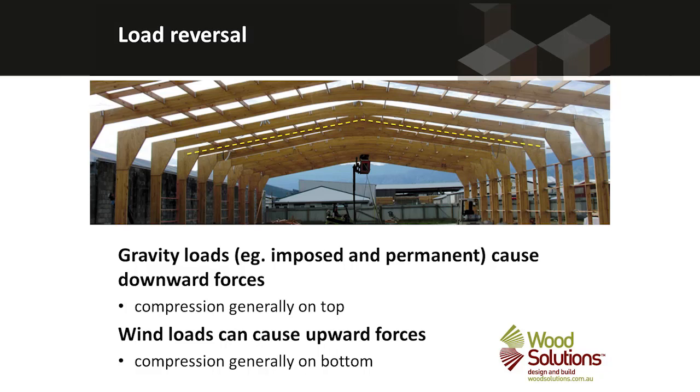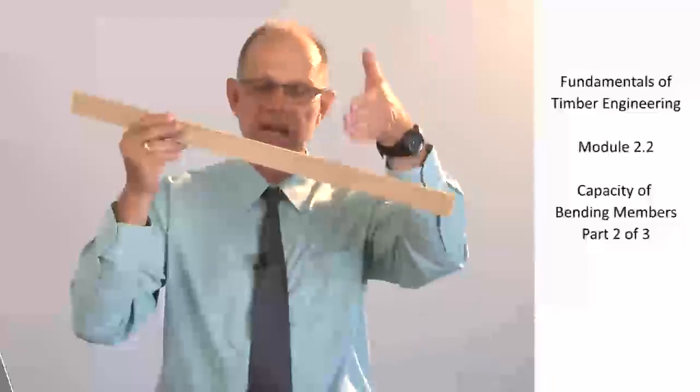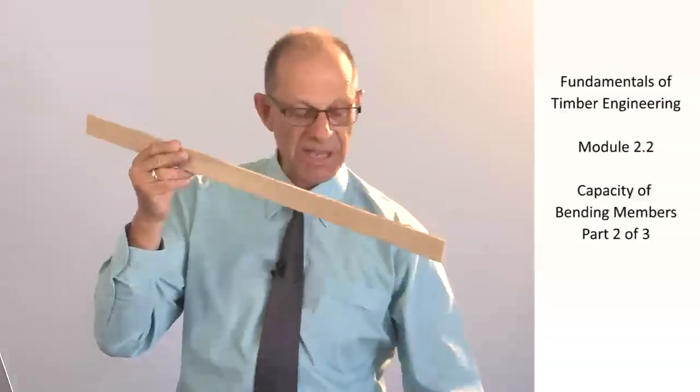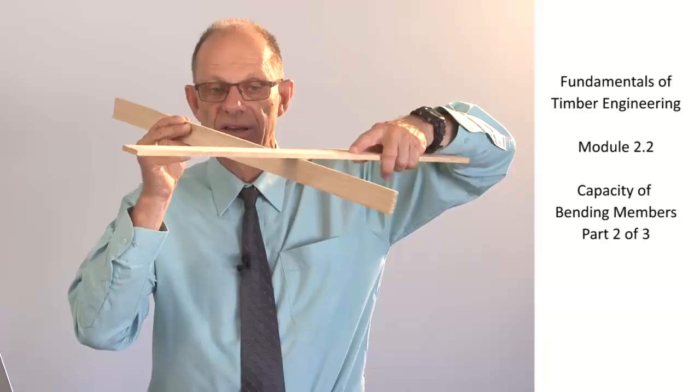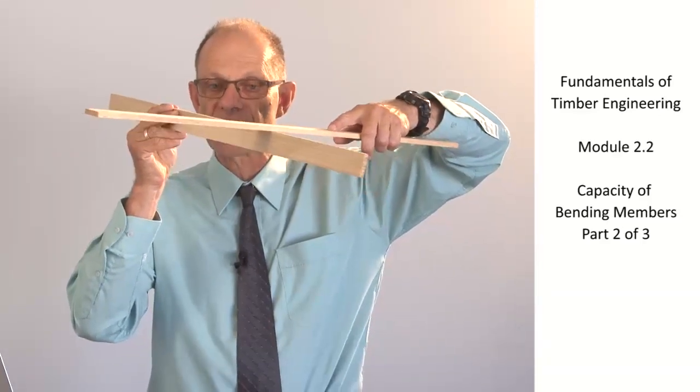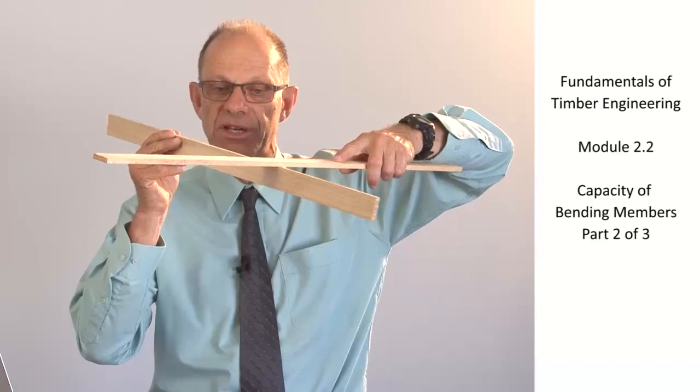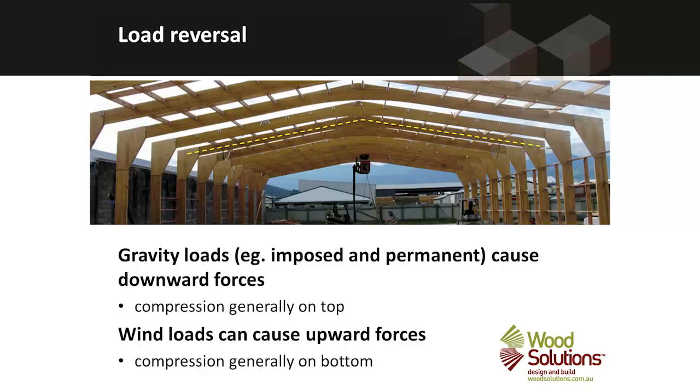Under some applications, and a classic will be a roof member, we will be having downward loads. So any members over the top of that, such as purlins or battens, are going to be restraining the top edge, which under gravity loads will be the compression edge. So for that condition, we're looking at downward loads.